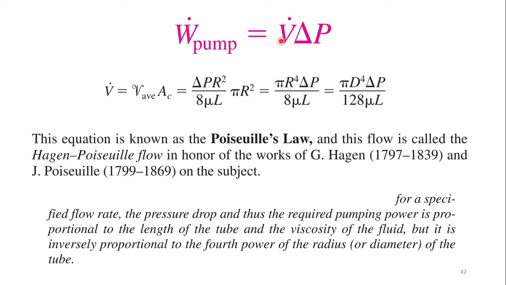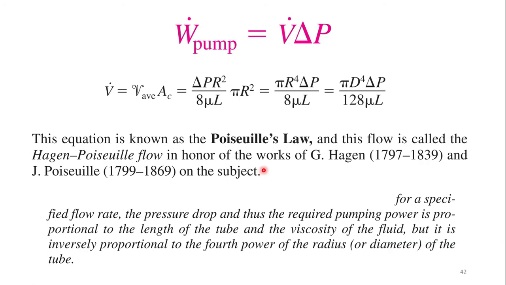This volumetric flow rate is further connected with this famous law, which is called the Poiseuille equation or Poiseuille's law. It is also called the Hagen-Poiseuille flow, in honor of the works of G. Hagen and J. Poiseuille on the flow of fluid in a tube, which ultimately leads to the determination of the delta P.